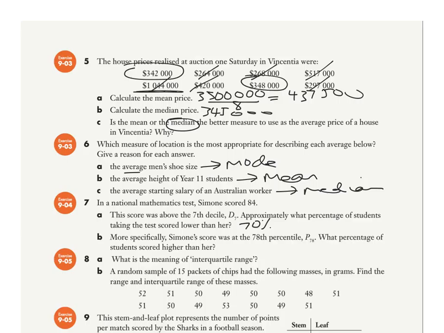Simone's score was the 78th percentile. What percentage of students scored higher than her? It is obviously 22 scored higher than her. Now what is the meaning of interquartile range? Well, interquartile range is the range of the middle 50% of scores.